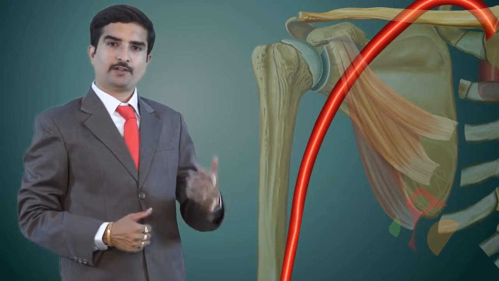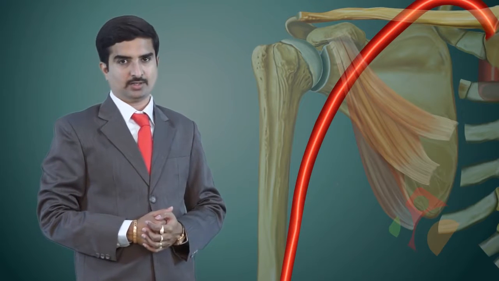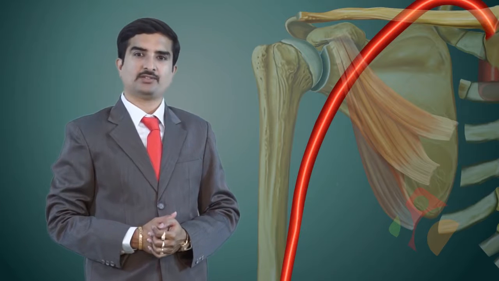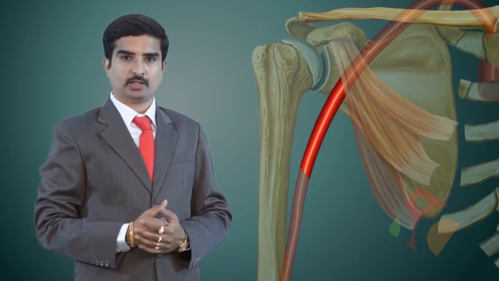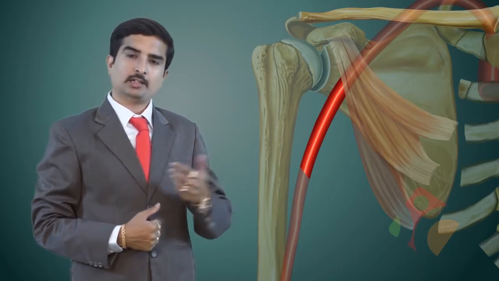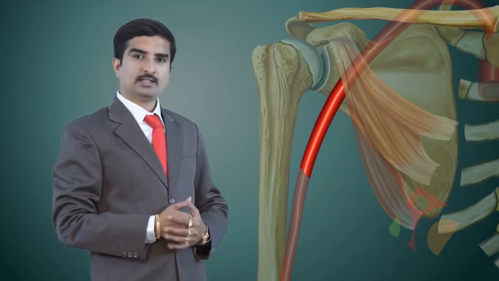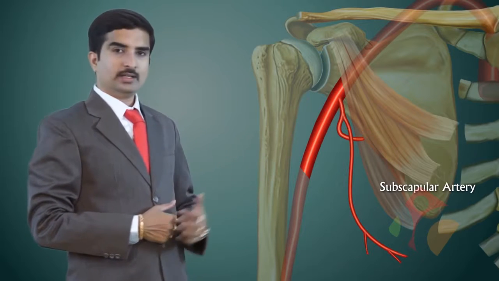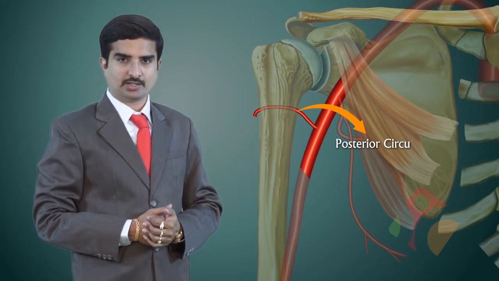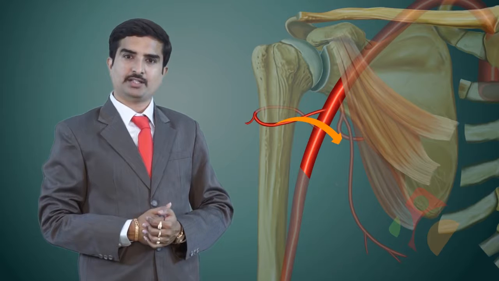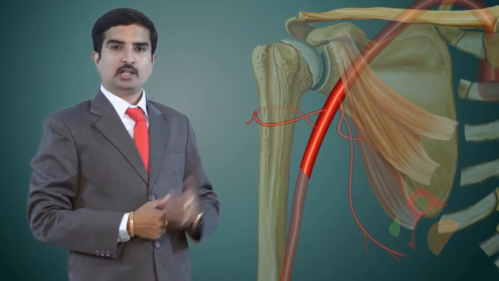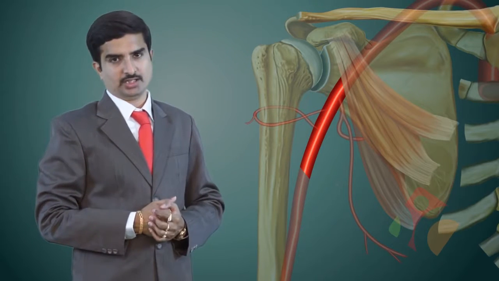After knowing the branches which are arising from the first and second part of the axillary artery, now let us see what are the branches which are arising from the third part of the axillary artery. The third part of the axillary artery totally gives off three branches. One is the subscapular artery, second one is the posterior circumflex humeral artery, and the third one is the anterior circumflex humeral artery. Now let us take these arteries in detail.